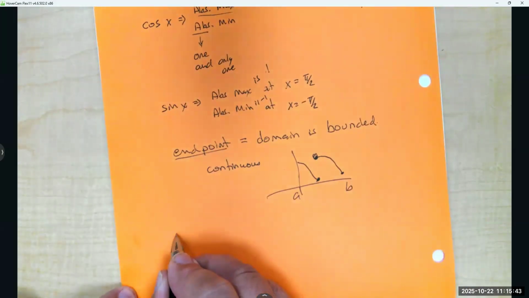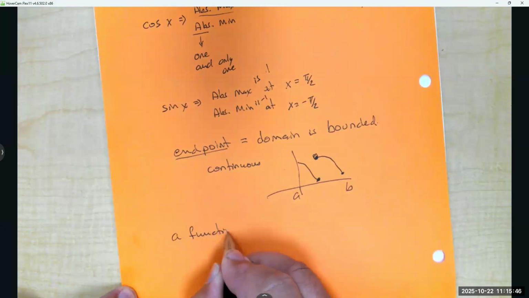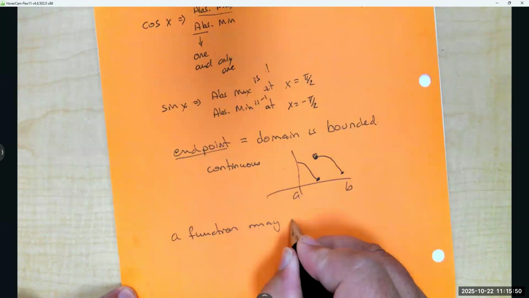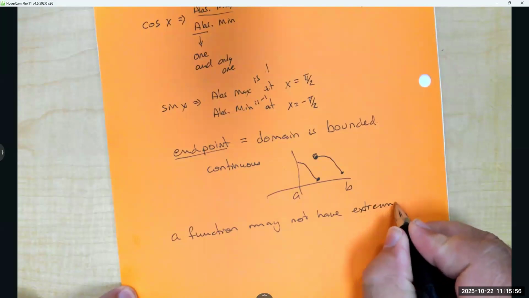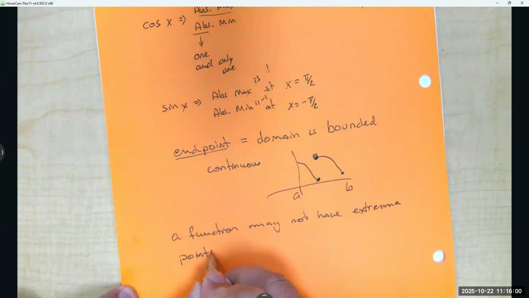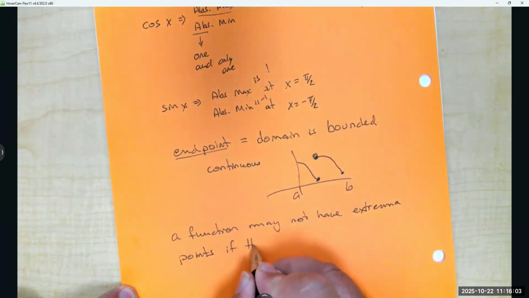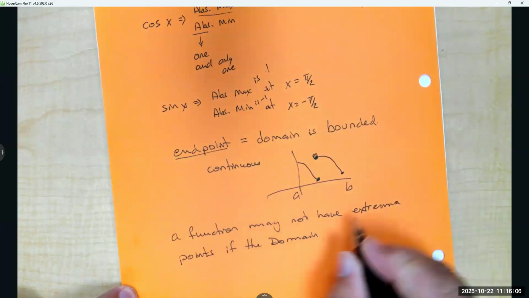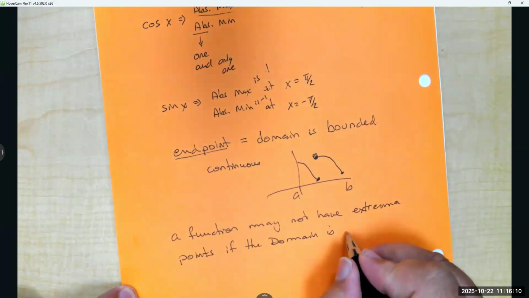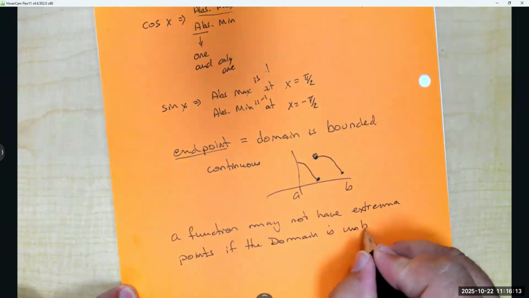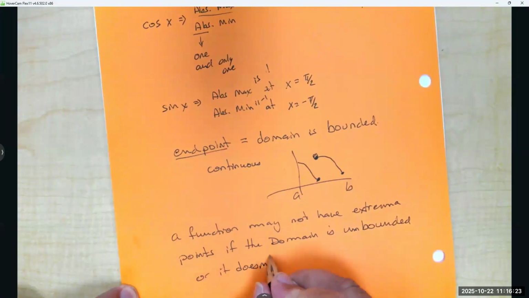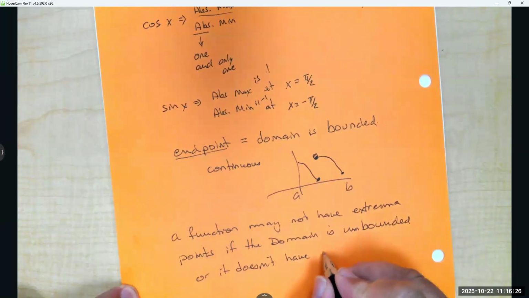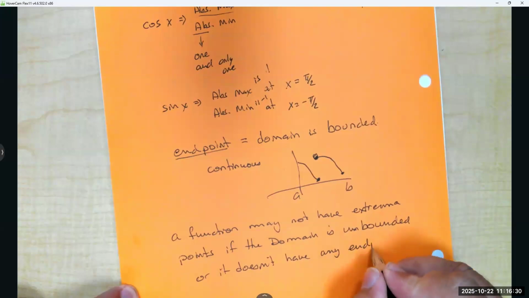So, the book was saying here, a function may not have extrema points if the domain is unbounded or it doesn't have any endpoints.